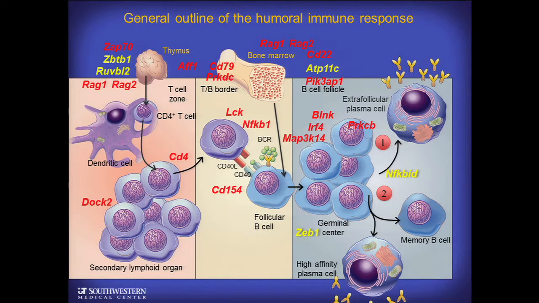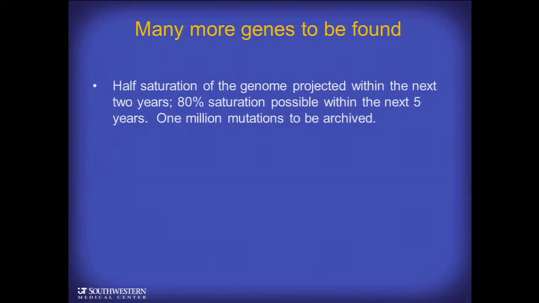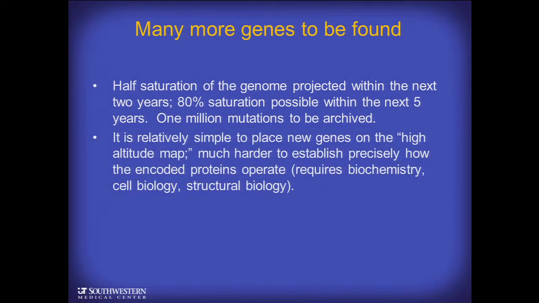Many of the mutations we find are simply confirmatory, and there's nothing wrong with that, and they simply tell us that our method is quite effective, and we can see the day when we can saturate the system, in fact, not so much in the future. We can project that half saturation of the genome might occur within the next 2 years and 80% saturation within the next 5 years, and it's our goal to archive a total of 1 million mutations for immediate retrieval.